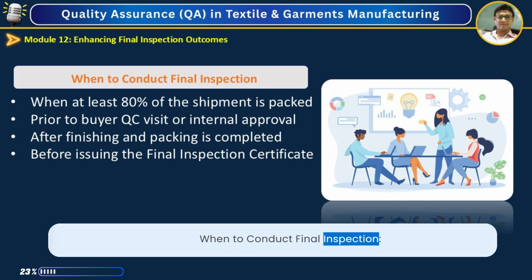When to conduct final inspection? When at least 80% of the shipment is packed, prior to buyer QC visit or internal approval, after finishing and packing is completed, before issuing the final inspection certificate.